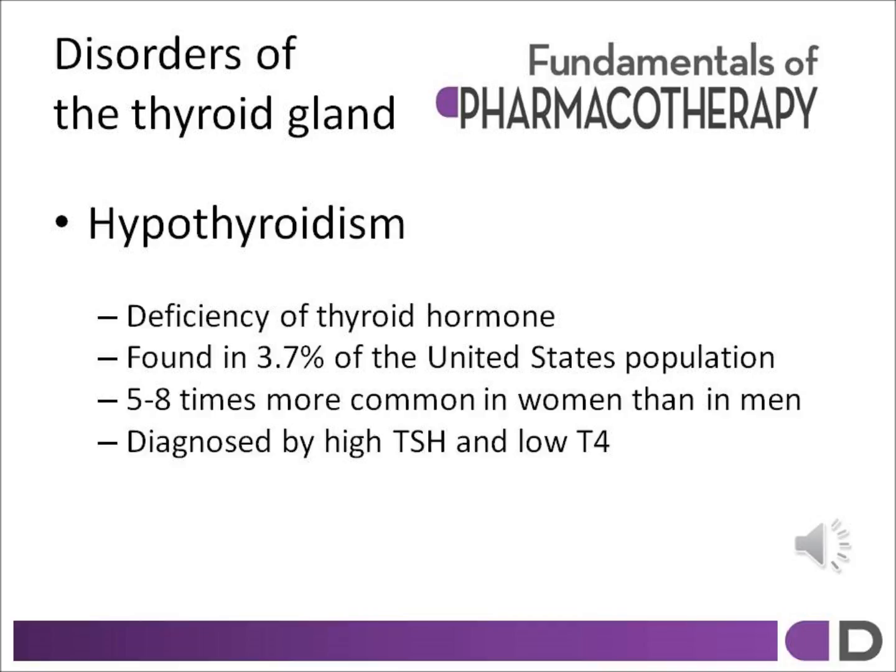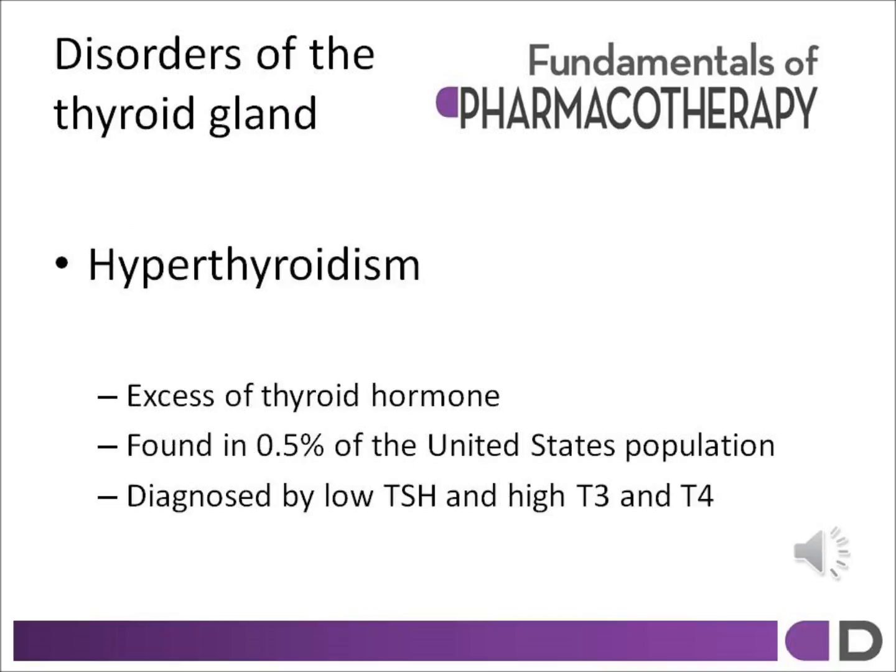Hypothyroidism is diagnosed by high levels of TSH and low levels of T4. Remember that negative feedback loop between TSH and T4, so the levels are inverse to each other. High TSH usually means low T4, and high T4 usually means low TSH. This will come in handy when we think about dosing and monitoring patients.